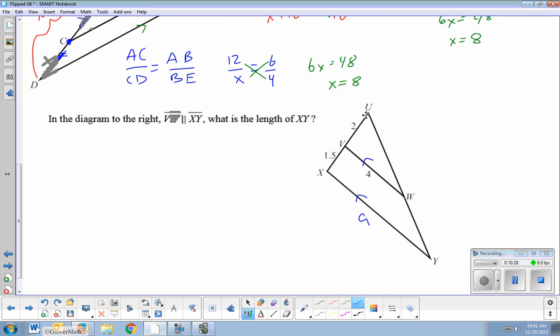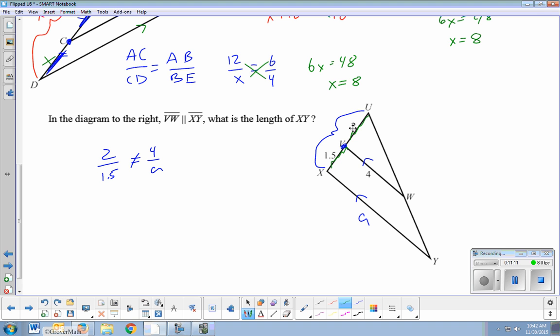See how this side UX is being split by V? So like I could do 2 over 1.5 for the side splitter theorem. I cannot set that 2 over 1.5 equal to 4 over a. Because notice that 4 and a are not the segments of a side being split. This is the whole length of the small triangle, and this is the whole length of the large triangle. That's not a side being split. Like this over here, VX, that's not a side of a triangle. That's one of the sides that's being split of the large triangle.